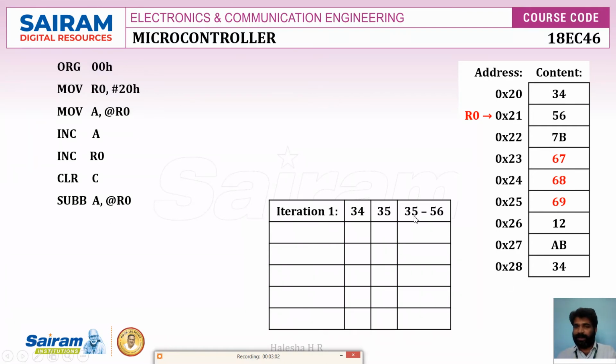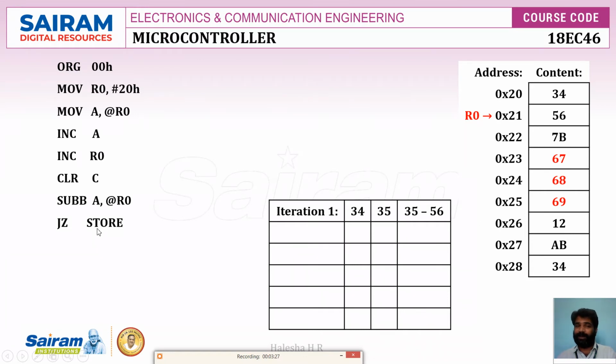Are they equal? No. So how do you know they are equal? If the result is 0. We have an instruction, jump on zero. That means if the result of the previous operation in A is 0, go to store. Jump on zero, they are consecutive numbers, go to store and store the addresses.